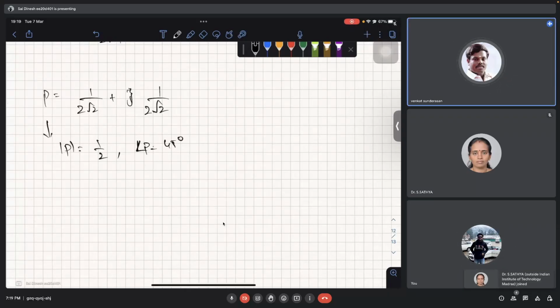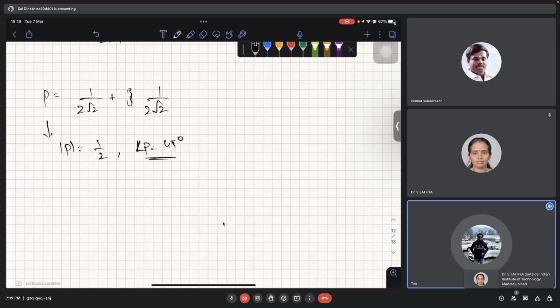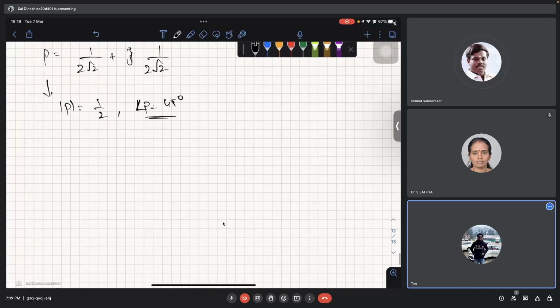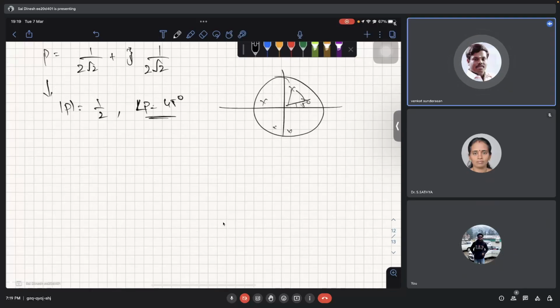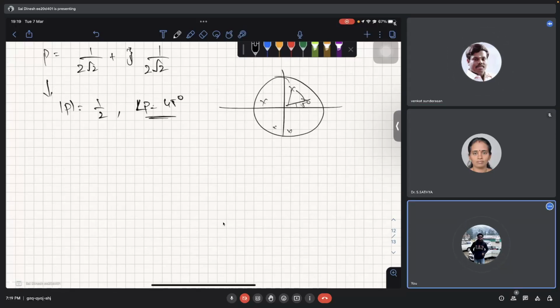Okay, regardless of what the positions of the poles are, you shift them by minus pi by 4. For example, if the poles are at 60 degrees, the new position will be 15 degrees, that is 60 minus 45. Okay, understood, sir.